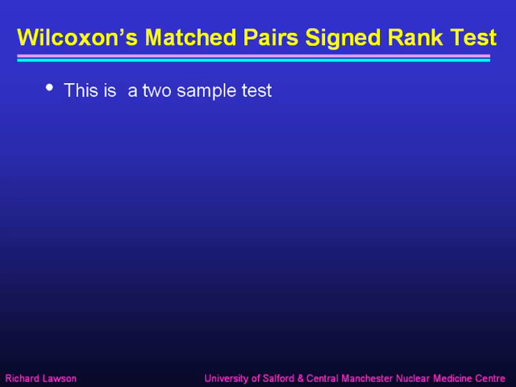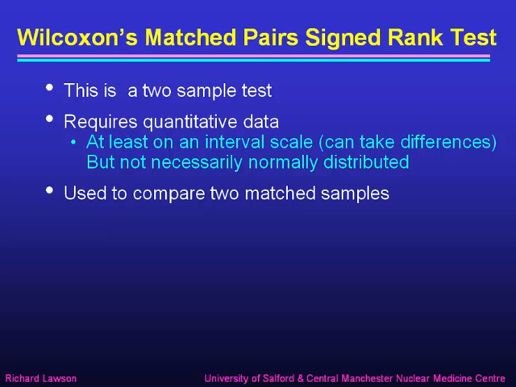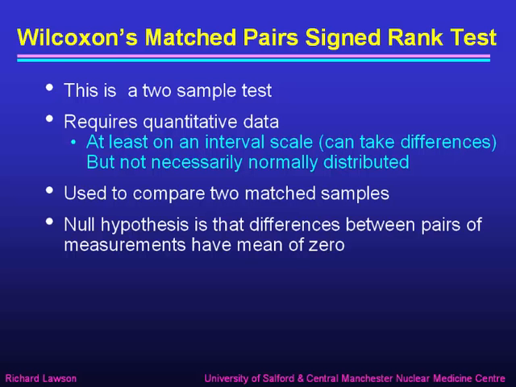It's a two-sample test, and it requires quantitative data, just like the single-sample Wilcoxon's test, because we have to take a difference between numbers, so we need values that are at least on an interval numeric scale. But it doesn't have to be normally distributed. It's used to compare two matched samples, just like we talked about in the previous lecture, a paired t-test, which was for matched samples. This is another test for matched or paired samples.